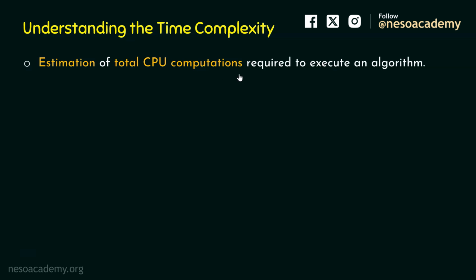We are not bothering about main memory space at this moment. Later we will understand how to estimate main memory space. But right now our focus is to understand time complexity, and time complexity is the estimation of total CPU computations required to execute an algorithm. Now the main question is, how do we estimate total CPU computations?